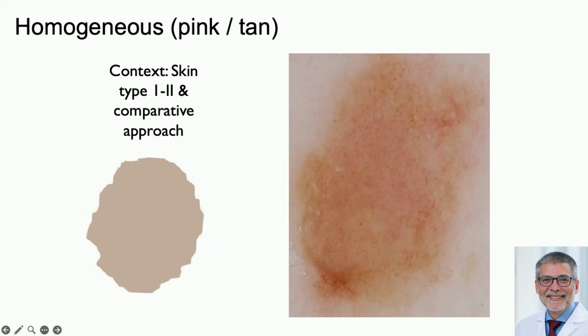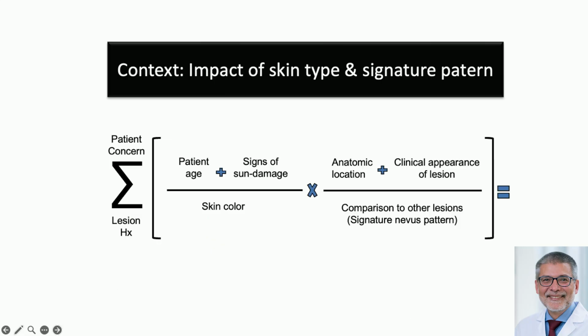So, how do we actually figure this all out? Well, here is what's known as the comparative approach. You need to be able to look at what the other lesions, the nevi, in this person with type 1 or 2 skin have. And so the comparative approach becomes the key here. Obviously, if this was occurring in type 4 or 5 skin, you'd be concerned. So these are lesions that we're only talking about in type 1 and 2 skin. And so here you go.